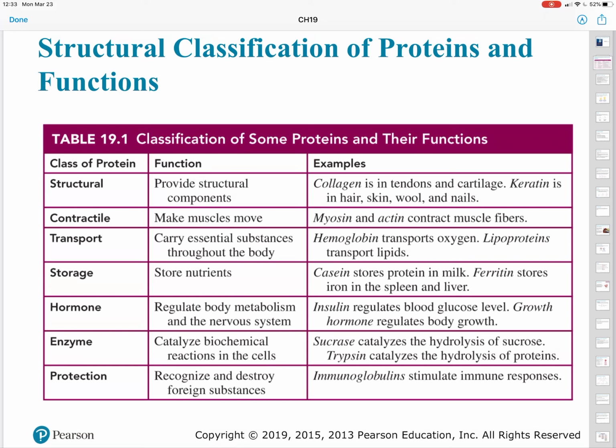They can be hormones, they can be enzymes, and they can be for protection, and not in the sense like a shield, or like a hard outer coating. But I guess that's also true. I could think of your hair as sort of protecting the top of your head from sun rays, but the example given here is more like your antibodies.